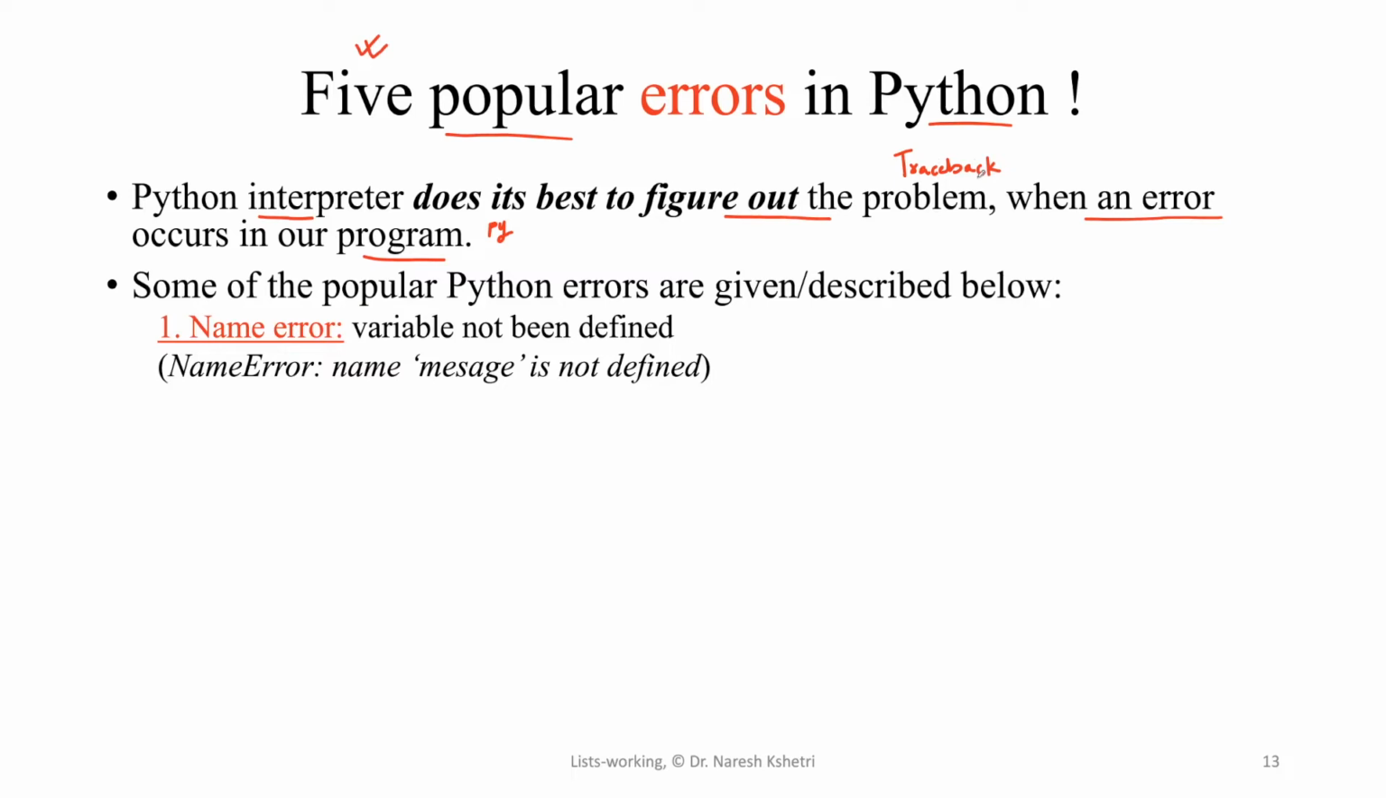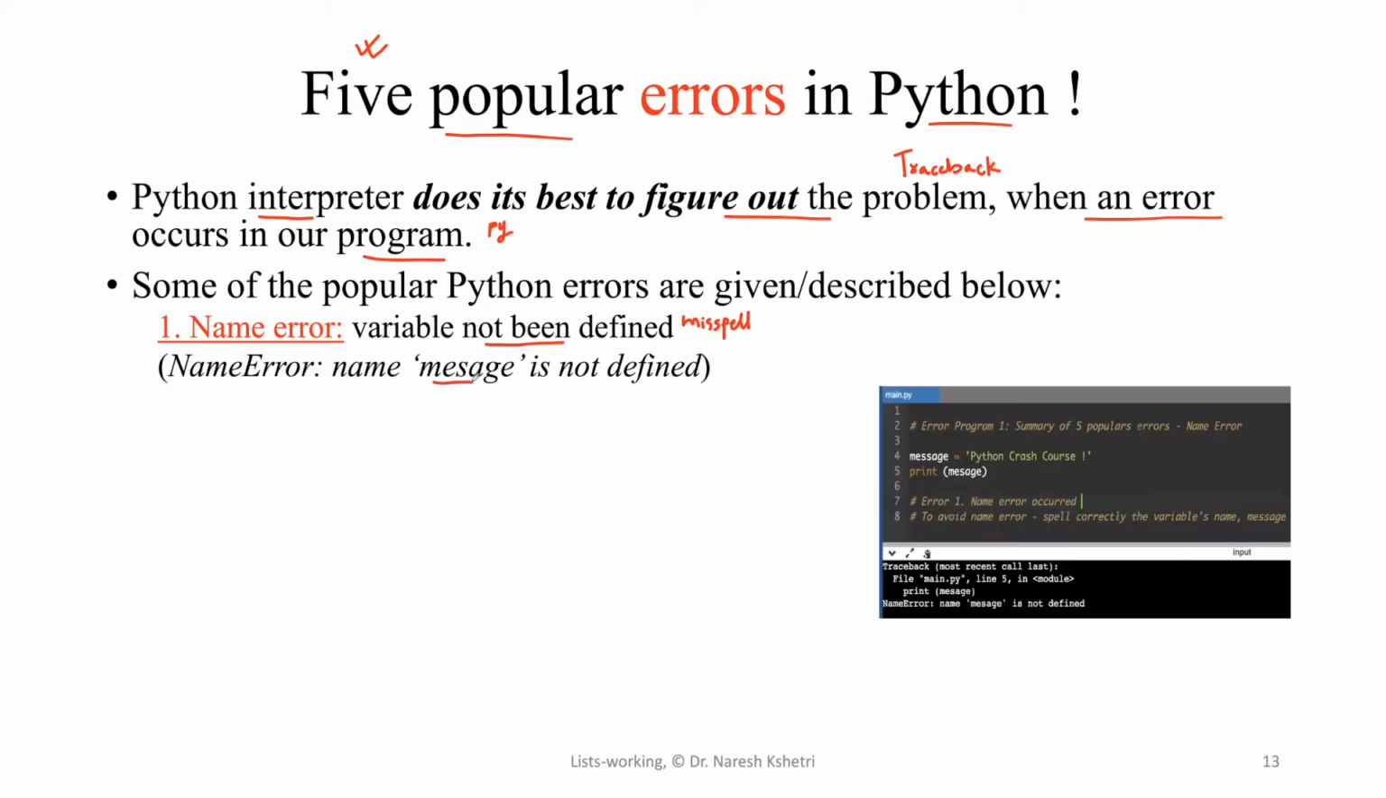The first popular error is the variable name that has not been defined, or sometimes when we misspell that variable name. I have a screenshot of the program. Here we have declared the variable name as message, and we are missing one s over here. Then we will get the name error, which is called the traceback. It tries to track the program and gives you the error with the appropriate line number. So this is line number 5, where we are getting the error.